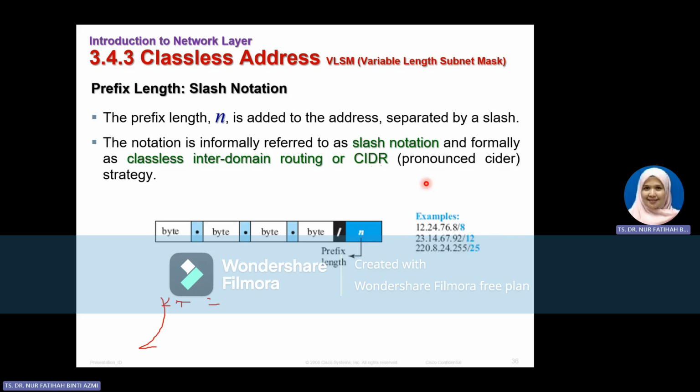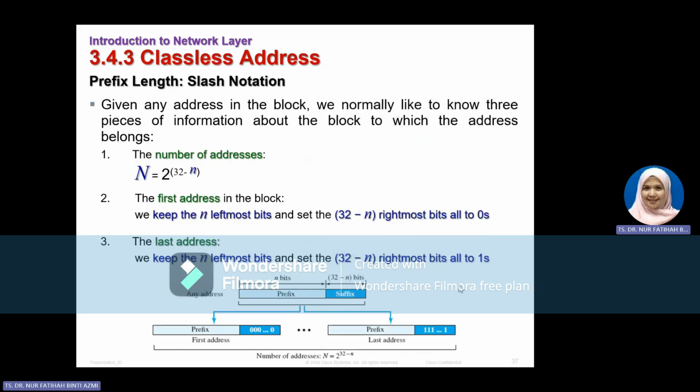So with the slash notation idea, we are not wasting IPs. We use the IPs in a very efficient way. In short, CIDR with slash notation helps us assign just the right amount of IPs based on the real need, so there is no wastage. Now let's move deeper into classless addressing, specifically how to calculate the address block using the slash notation.